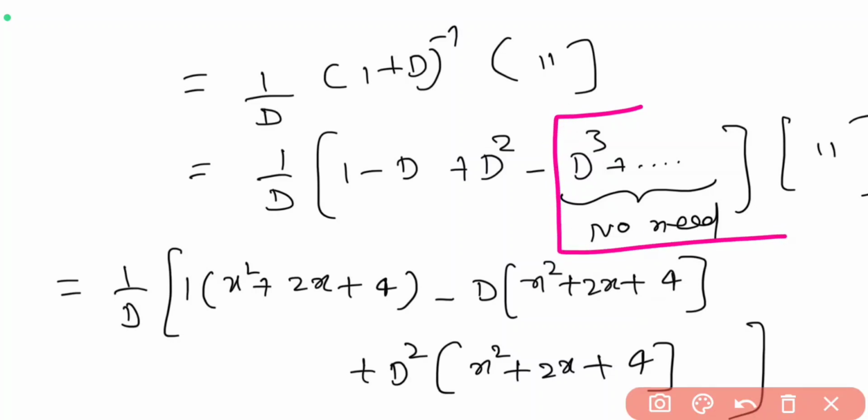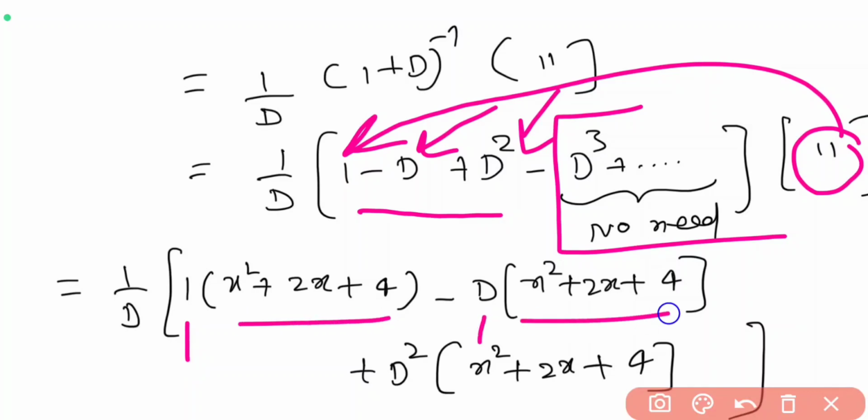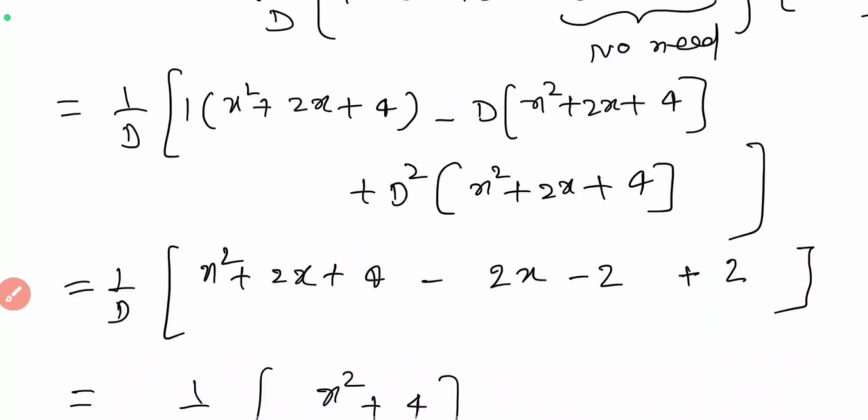We are only remaining with 1 minus d plus d square, and in the bracket x square plus 2x plus 4 will be there. Then this bracket you multiply with this 1 and this minus d and then this d square. So you can see with 1 I multiplied here, then with minus d I multiplied here, and then plus d square I multiplied here. Done.